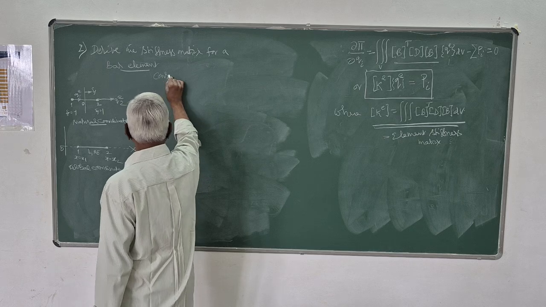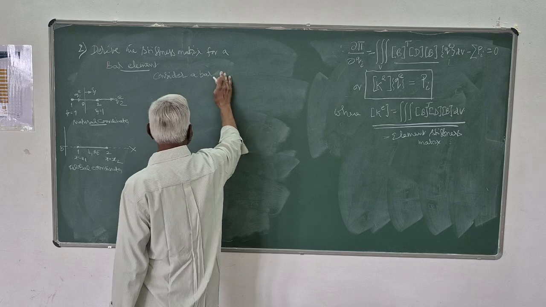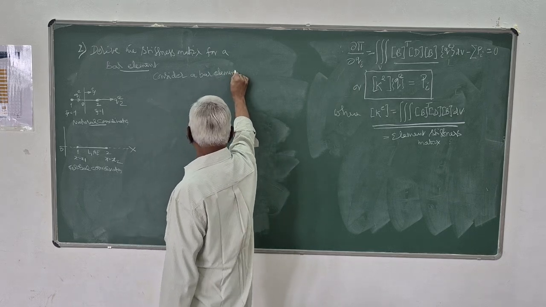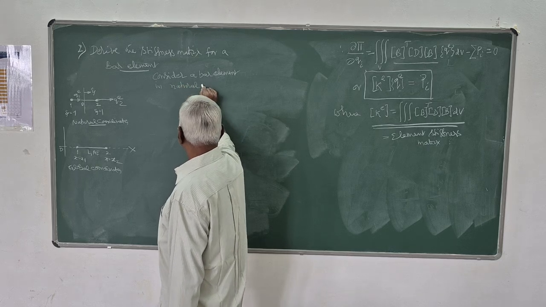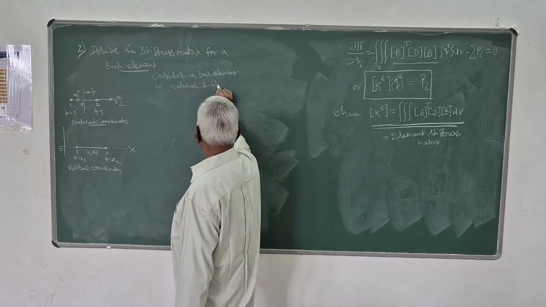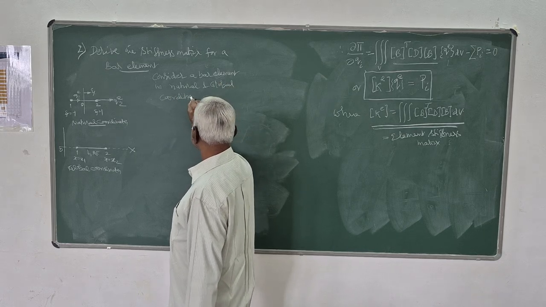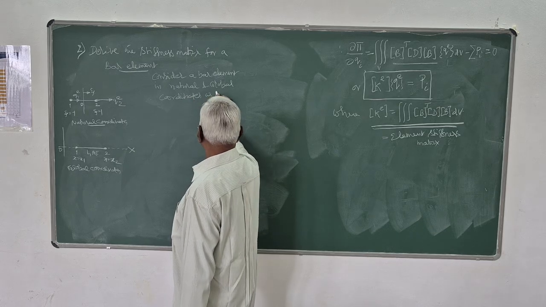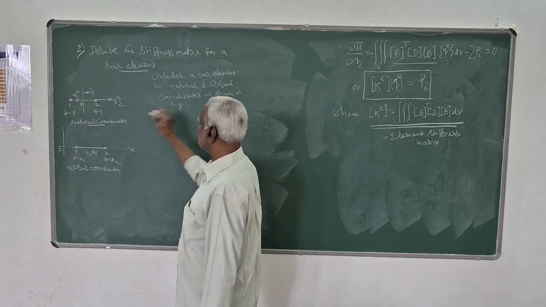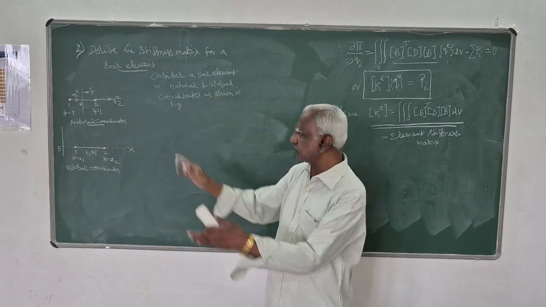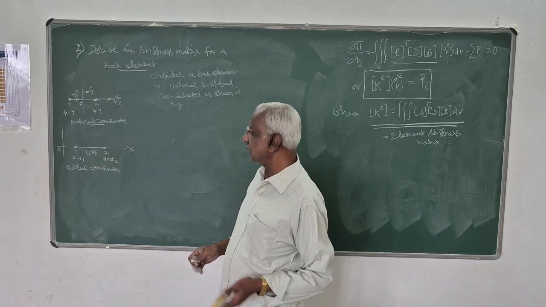Consider a bar element in natural and global coordinates as shown in the figure. This is the natural coordinates representation of the bar. This is the global coordinates representation of the same bar.